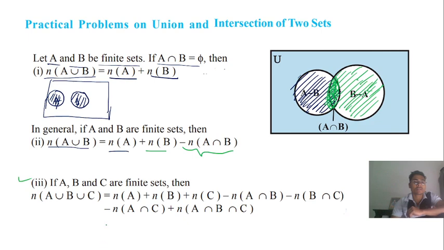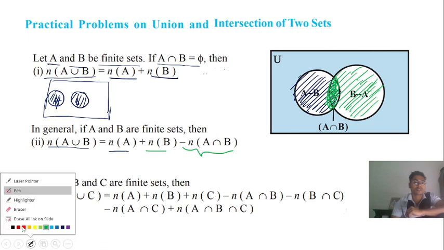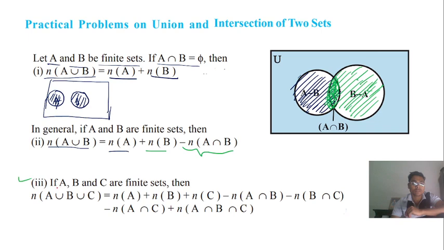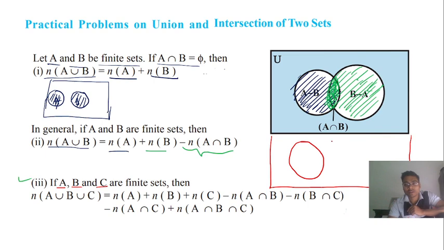The third case is an example of three sets. What are the three sets? Here is set A, set B and set C. If I draw a Venn diagram for the third case, what will we have? We have set A, set B and set C. This is set A, this is set B, this is set C. So if you want to find the number of elements in A union B union C, what will you have to do?